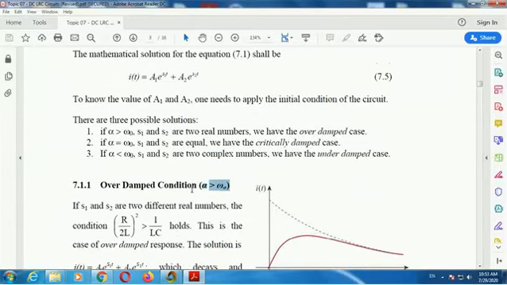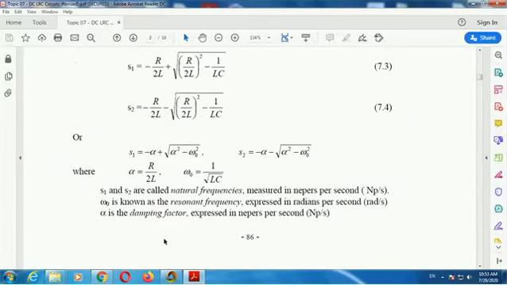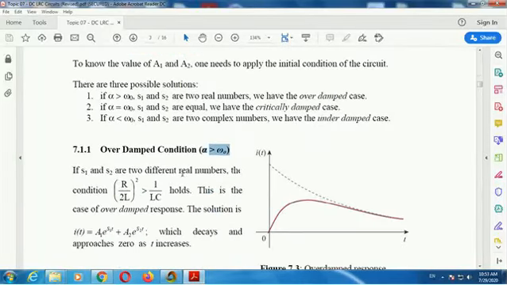This means that alpha, R over 2L, squared, is greater than 1 over LC. Means this alpha is greater than this one. Alpha greater than this square root, take to this side, we get this one. So for this overdamped condition, if this solution is met, the general solution is given by this one, overdamped.